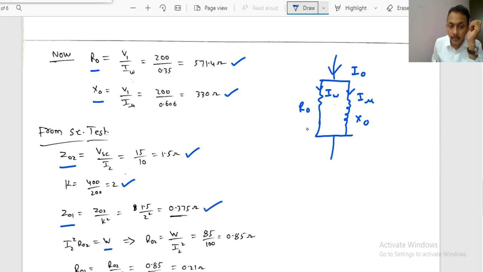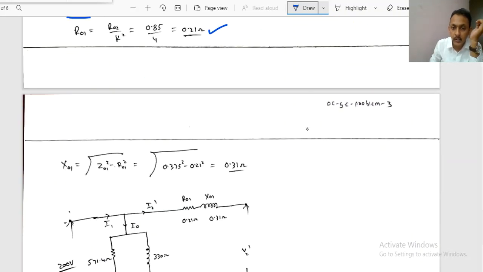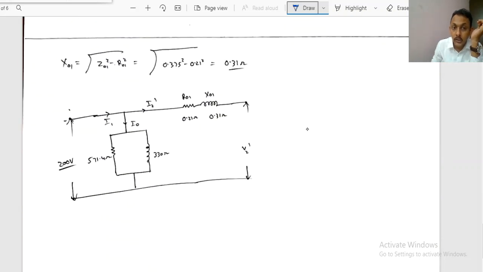Now what about wattmeter reading? It is I2 square R02 from short circuit test. Now R02 will be equal to the wattmeter reading divided by I2 square, 85 divided by 100, 0.85 ohms. So now once we know R02, it is easy for us to calculate R01. R02 divided by K square, 0.85 by 4, it is 0.21 ohms. Similarly, reactance X01 is obtained by root over Z01 square minus R01 square. Z01 we have calculated as 0.375, so 0.375 square minus 0.21 square, we will get 0.31.